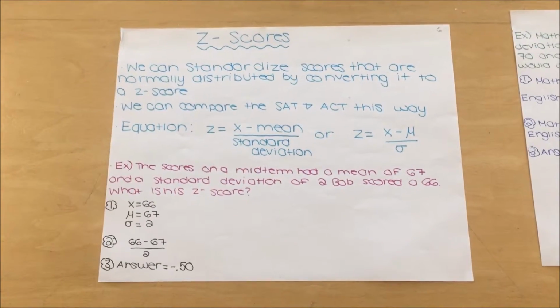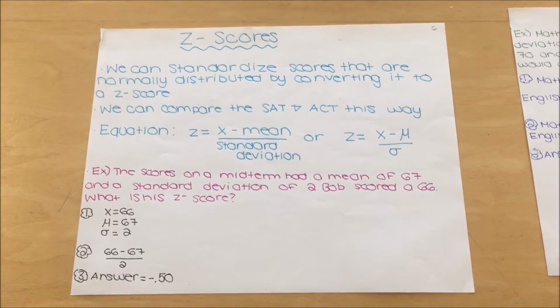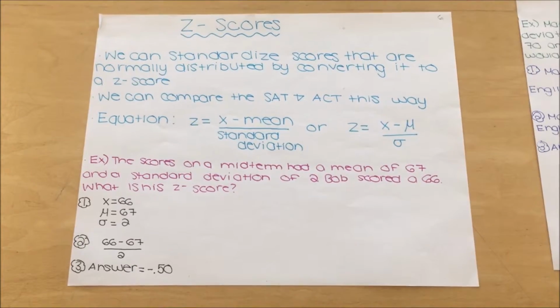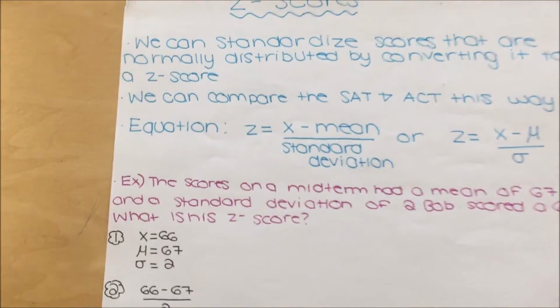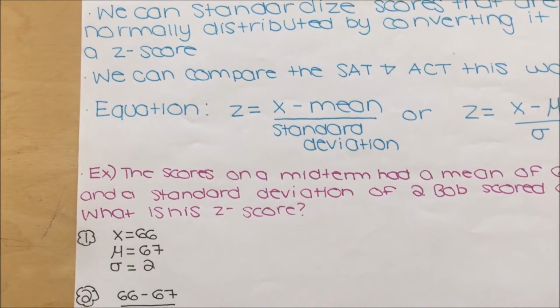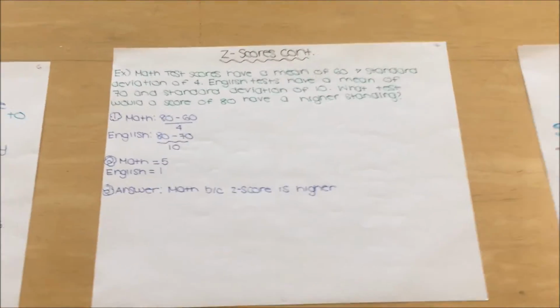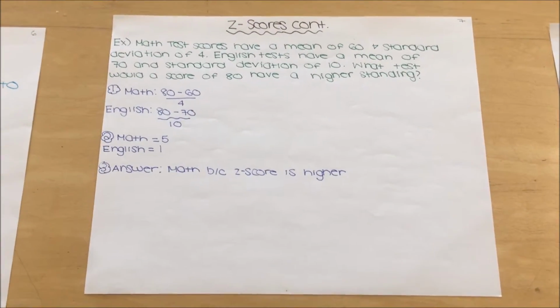Next, we have z-scores. We can standardize scores that are normally distributed by converting them to a z-score. This way we can compare the SAT and the ACT. So here's the equation: z equals x minus mean or average, divided by standard deviation. And here's an example. Here's another example that you guys can try.